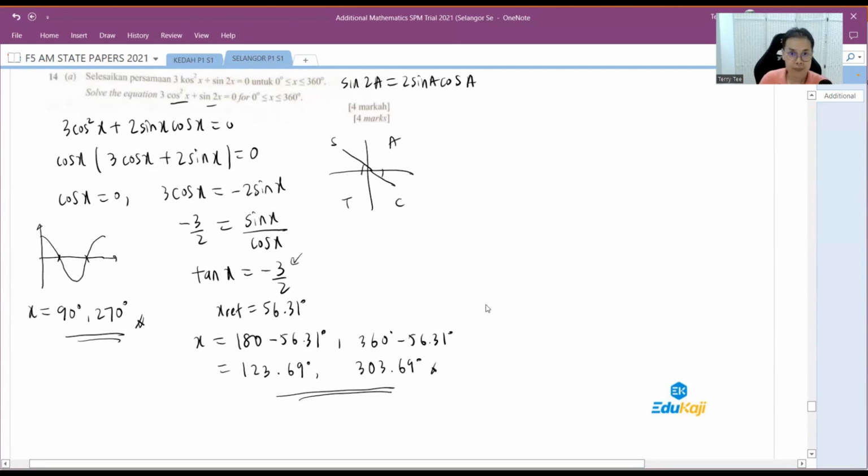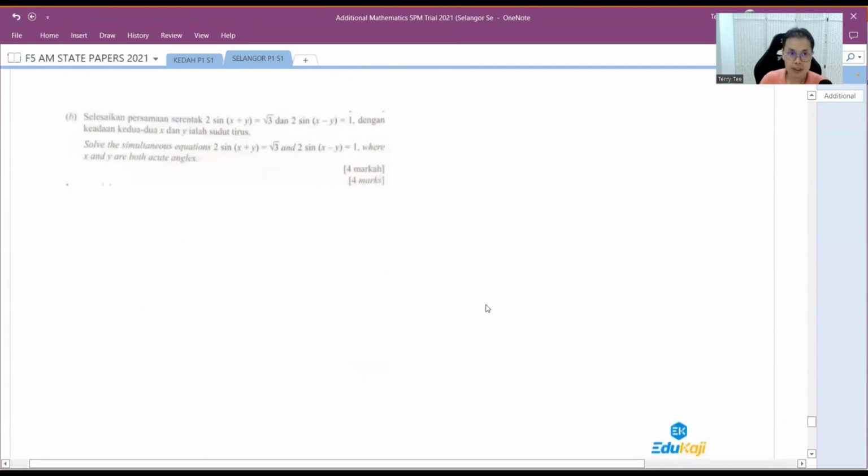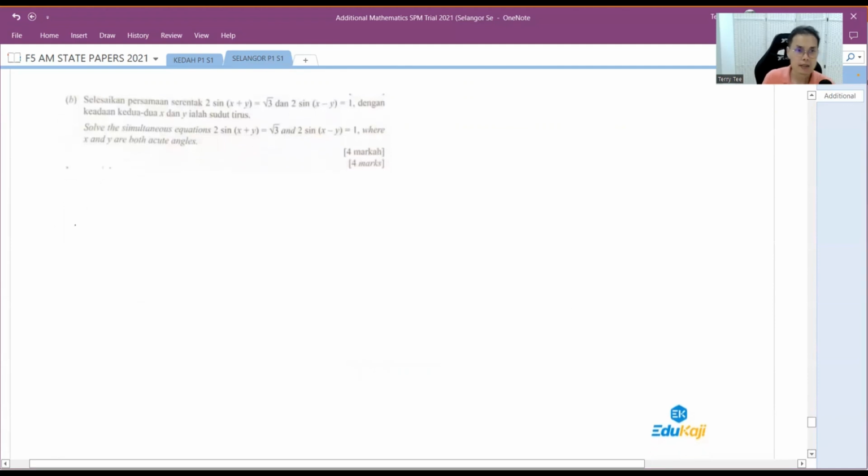All right. Let's move on to part B, trigonometry. Yeah, this is your Form 5, chapter 6. Okay. Solve this simultaneous equation. So first of all, we can bring the 2 down. We have sine (x plus y) equals 3 over 2. And the second one, sine (x minus y) equals 1 over 2.